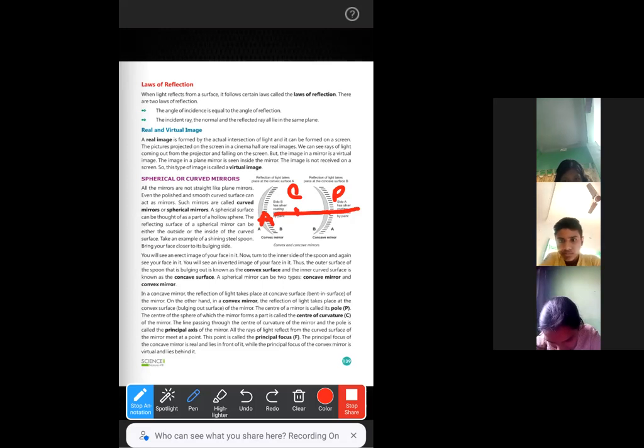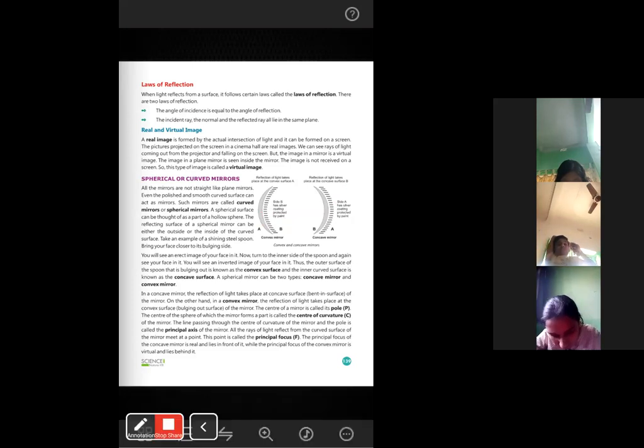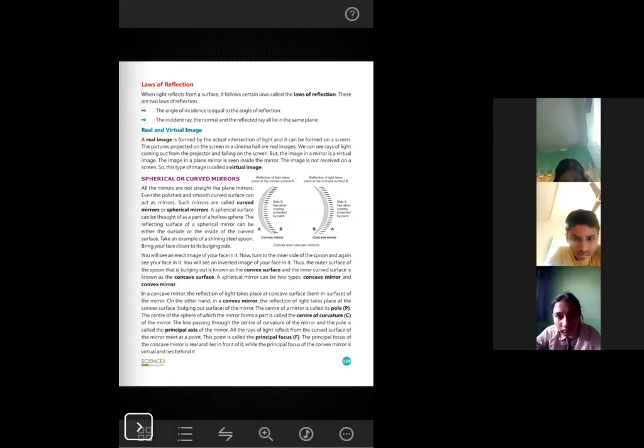So these are the common terms that we use. Now one of the most common terms is the principal focus. So what is the principal focus? Focus means the point where all the light rays meet together. Here you can see it is written, all the rays of light reflected from the curved surface of the mirror meet at a point. The point where all the light rays meet is known as the principal focus.